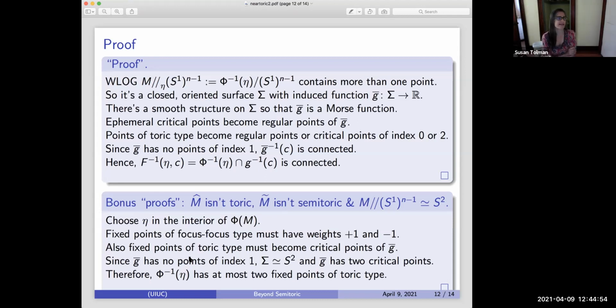And of course, the thing I didn't prove in this is how do I get the smooth structure? Why do ephemeral critical points become regular points? And why do points of toric type become regular points or critical points of index 0 or 2? All those things you can prove. That's sort of the main step in our proof. But yeah, those are all true. So any questions about the main proof?